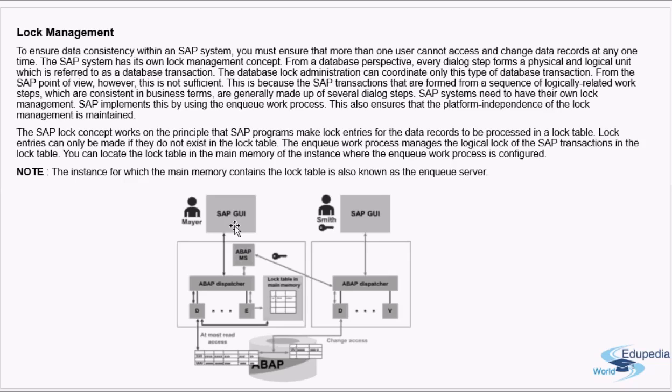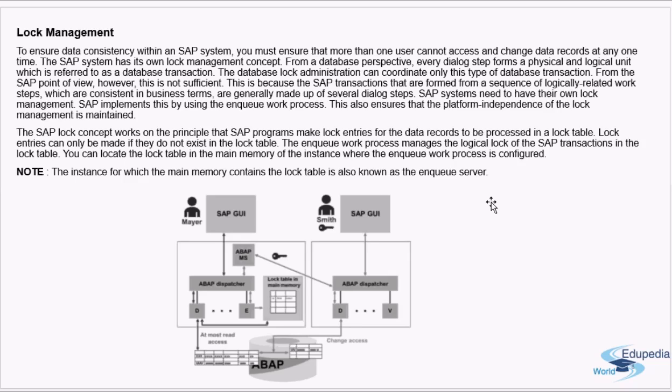The SAP lock concept works on the principle that SAP programs make lock entries for the data records to be processed in a lock table. Lock entries can only be made if they do not exist in the lock table. The enqueue work process manages the logical locks of the SAP transactions in the lock table. You can locate the lock table in the main memory of the instance where the enqueue work process is configured. And the instance whose main memory contains the lock table is also known as the enqueue server.